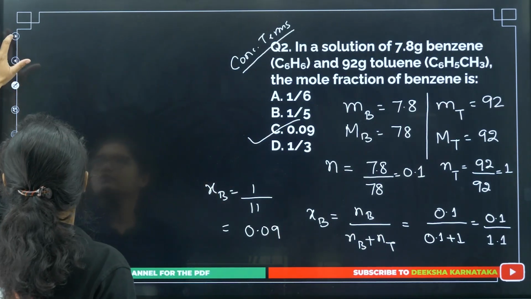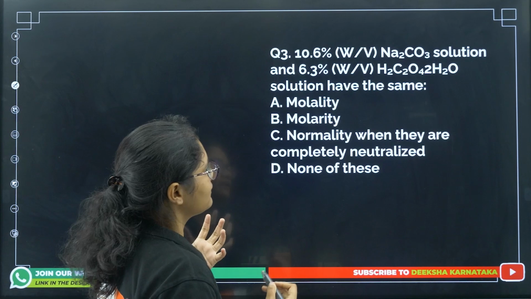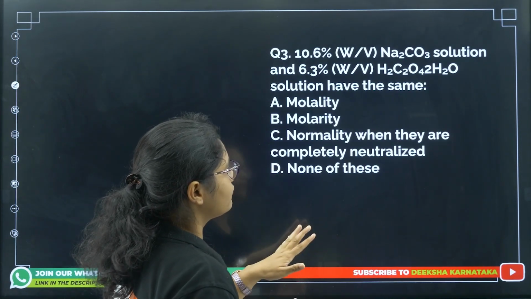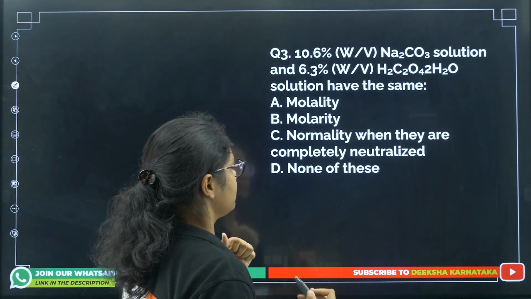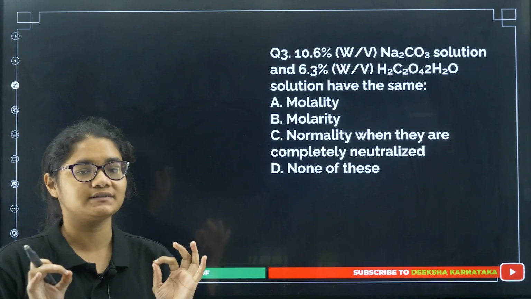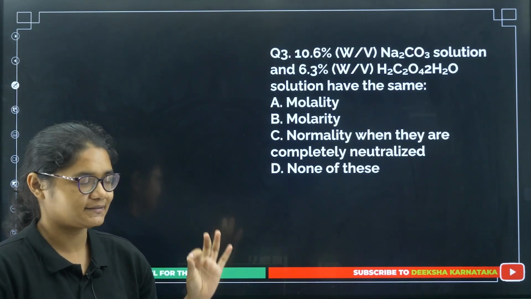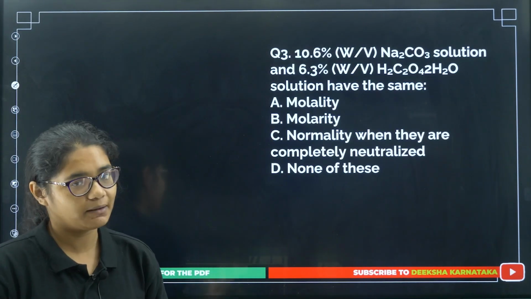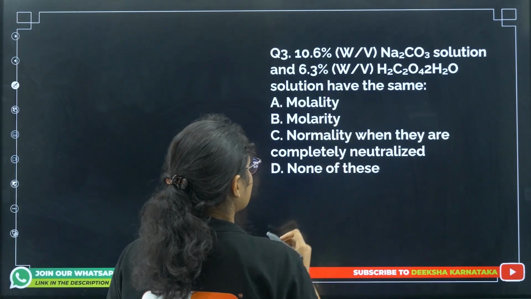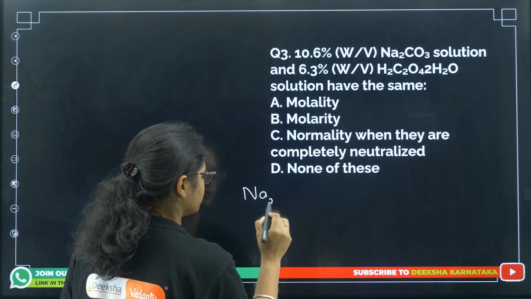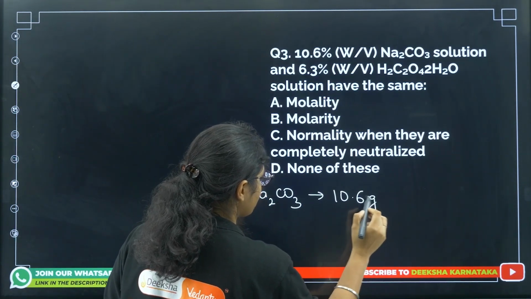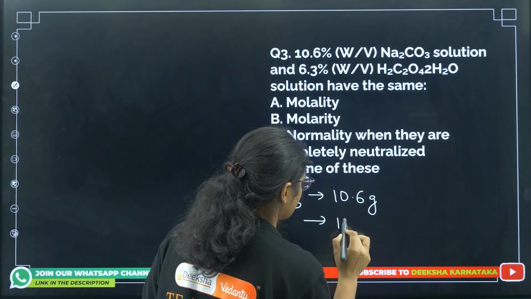So now going to the next question. 10.6 W by V Na2CO3 solution and 6.3 W by V H2C2O4.2H2O solution have the same. If they have the same molarity, looking at the options, they need to have the same number of moles. If the number of moles is the same, then the molarity may or may not be the same. So the first thing we need to check is the number of moles. Let us calculate here for Na2CO3. The given mass is 10.6 gram, and the molar mass of this one is 106 gram.